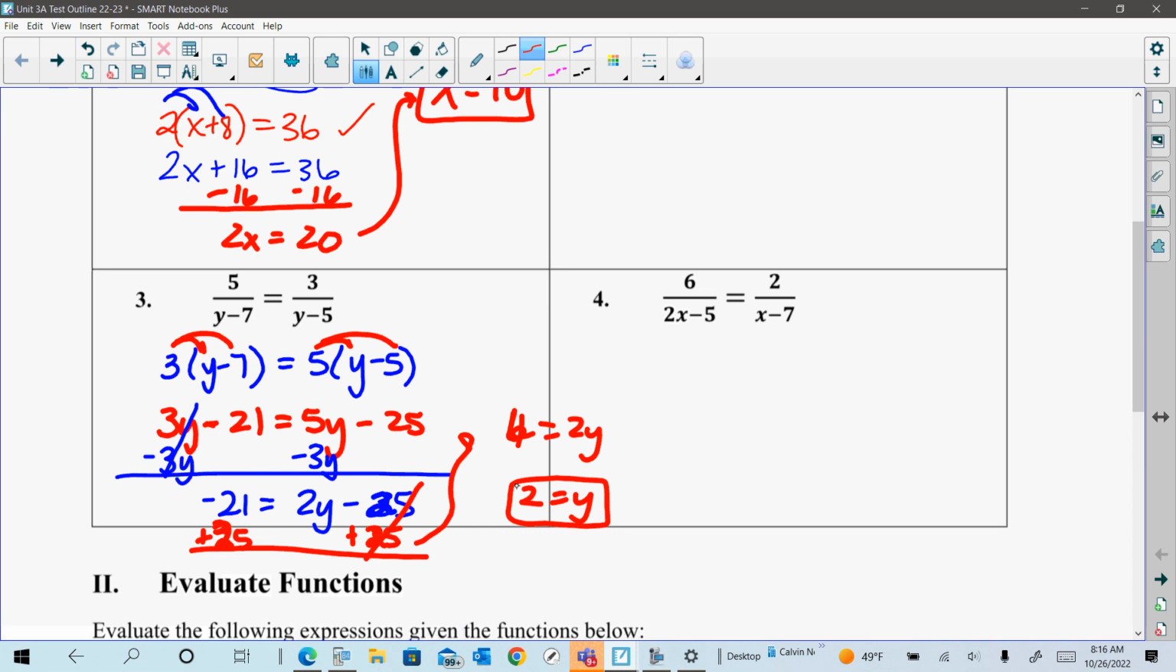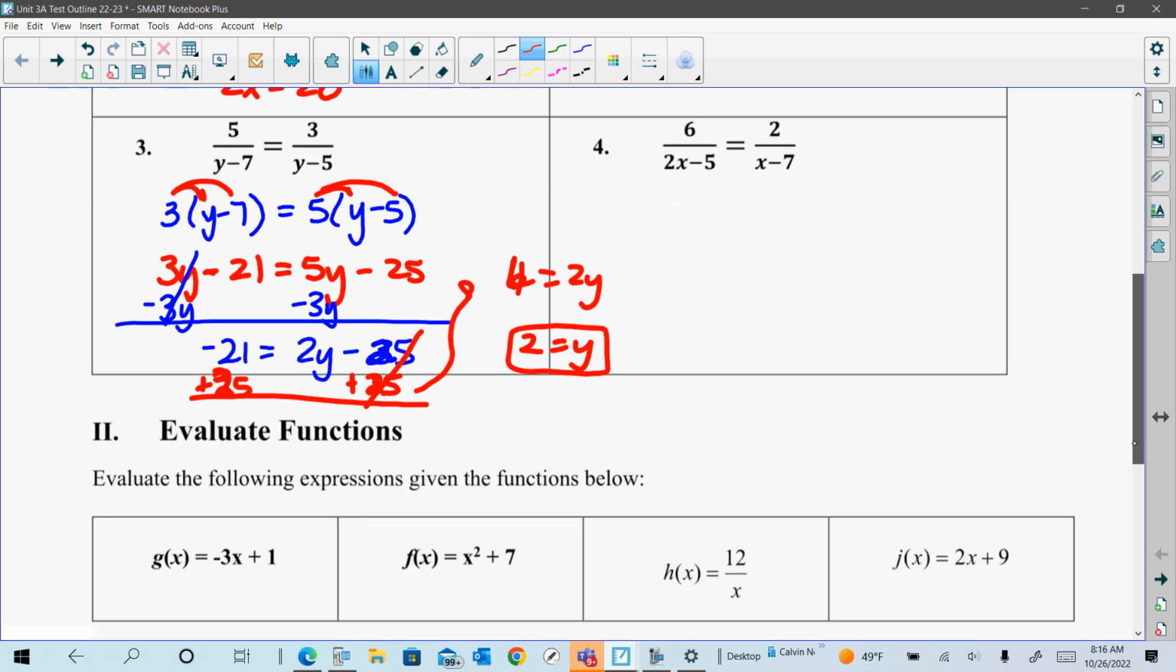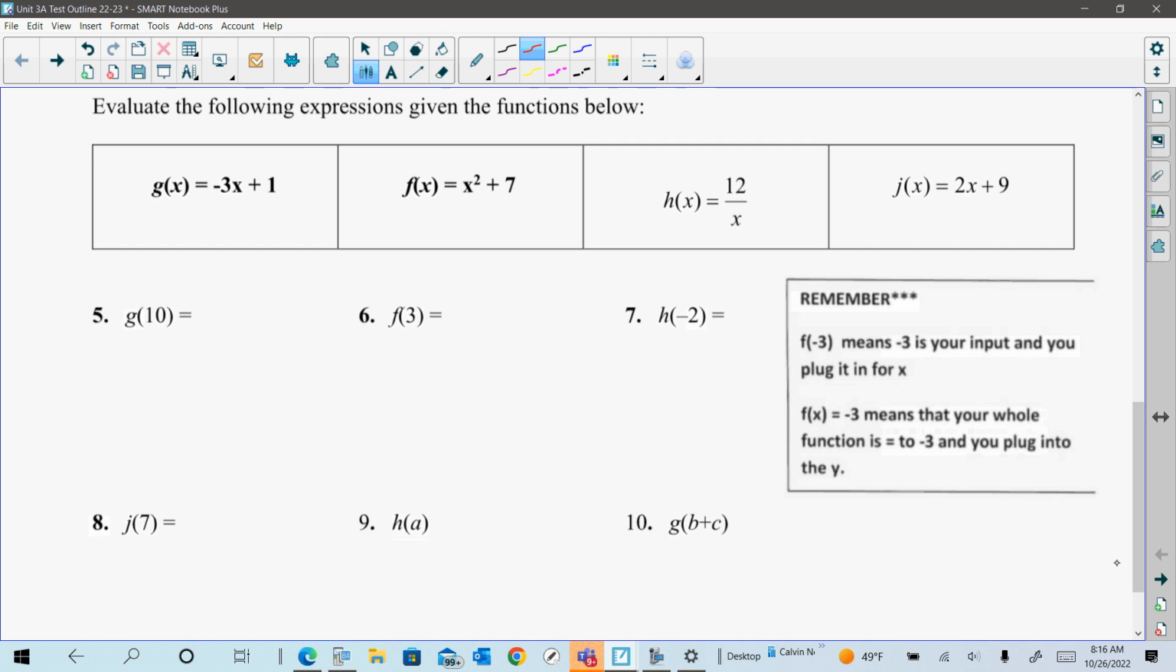So you're going to have the first set is proportions. Then we're going to go straight into evaluating functions. I'm going to highlight this. You need to remember that f of negative 3 means the negative 3 is your input and you plug it in for x. Oh, that's dark, sorry, let me go yellow. You need to remember that what's inside the parentheses represents the x. Now that is different compared to when f of x equals a negative 3. That means your whole function is equal to a negative 3, and you have to plug it in to y.